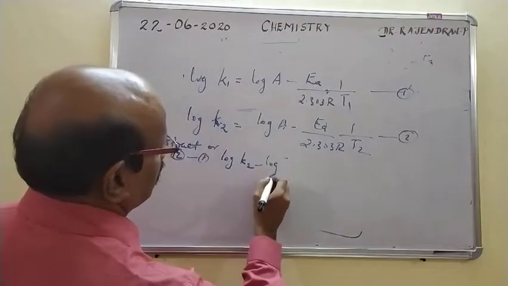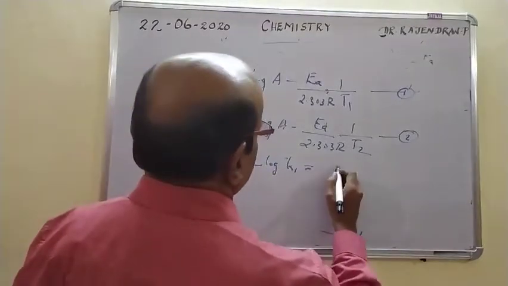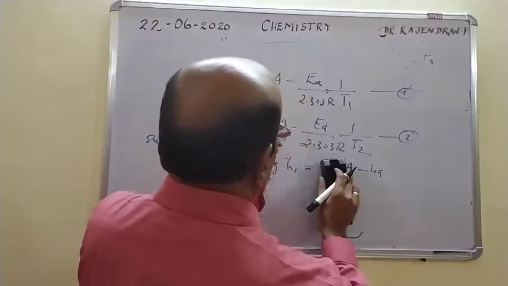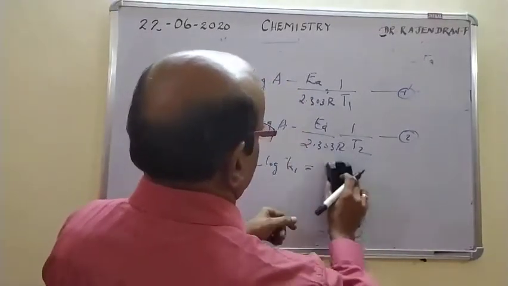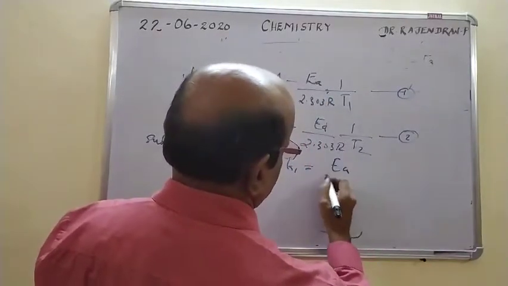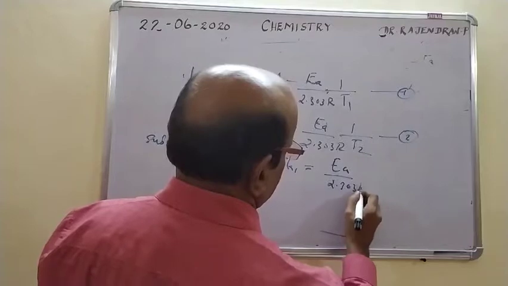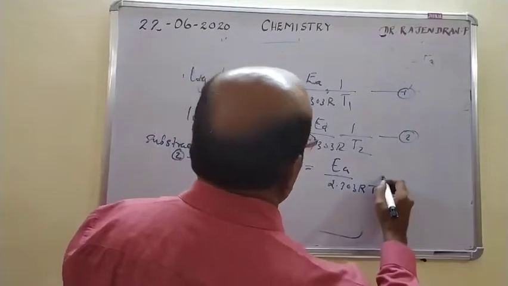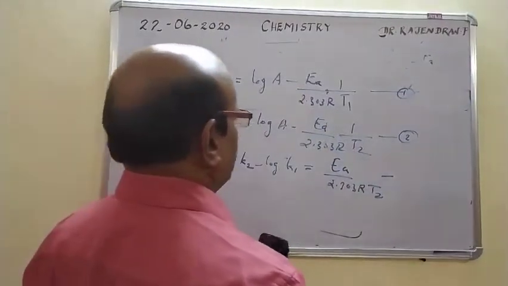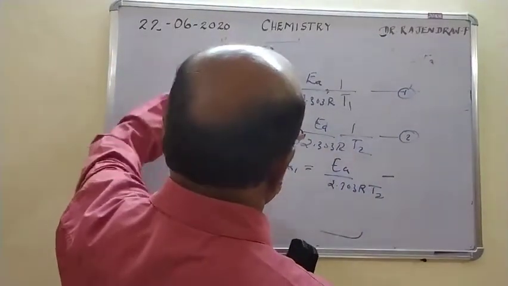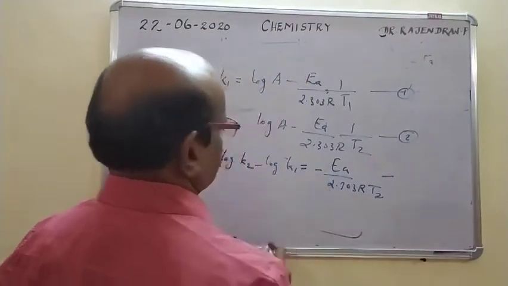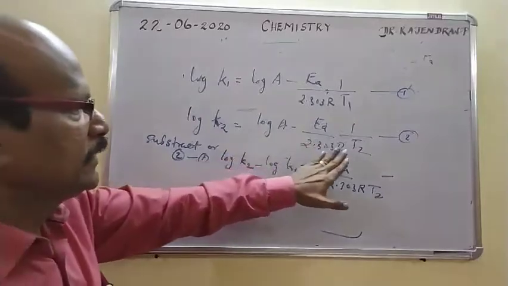minus log k1 is equal to log A minus log A, that becomes 0. Okay, this part becomes 0. Now I am going to subtract this. When this becomes 0, EA by 2.303 RT2 minus K. You have to remember that our equation is log A minus, that is log A, this is minus.